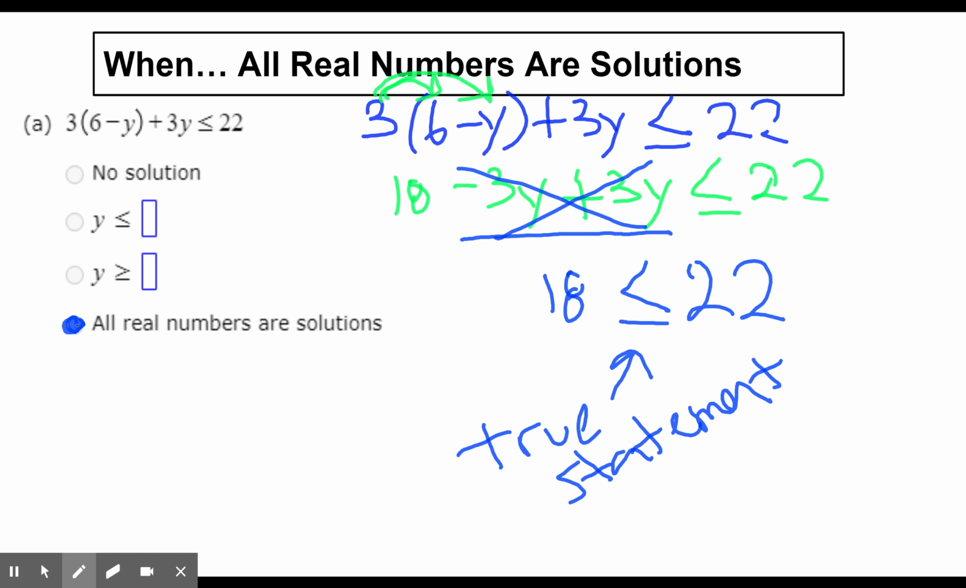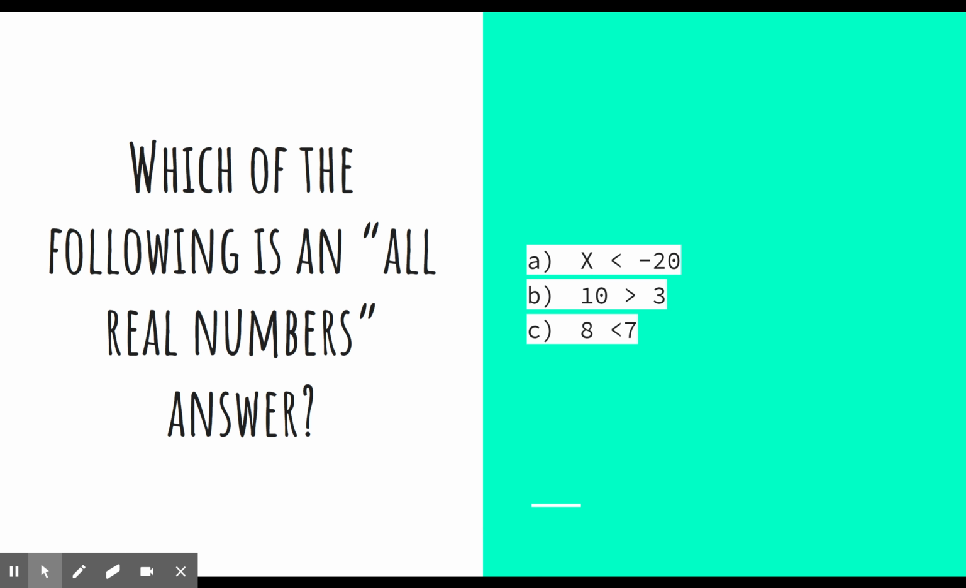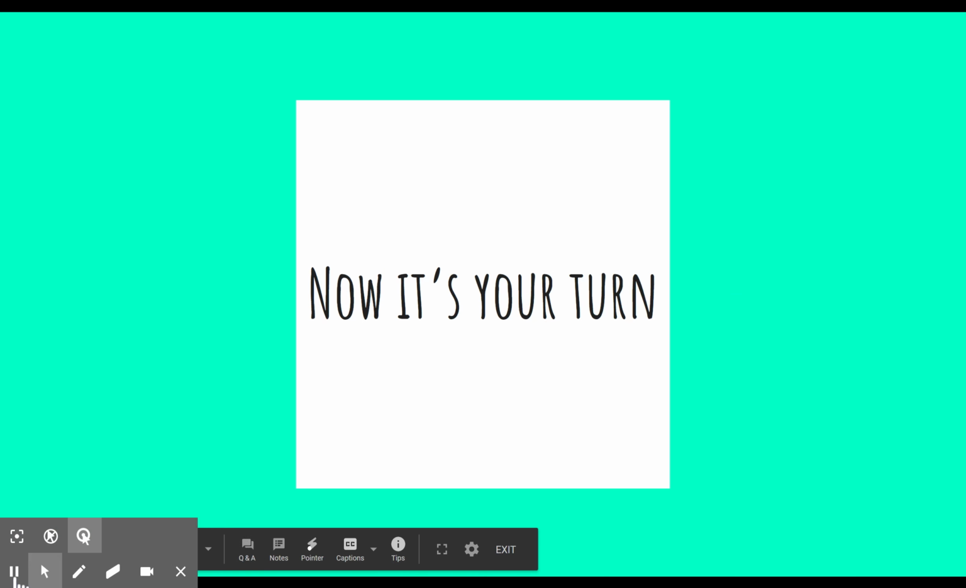And that's that. So now you guys are going to try some on your own. But first, quick check. Which of the following is an all real numbers answer? A, B, or C? And the answer is B. B is all real numbers because 10 is in fact greater than 3. So therefore, that would be the statement that translates to all real numbers are solutions. Now it's your turn.